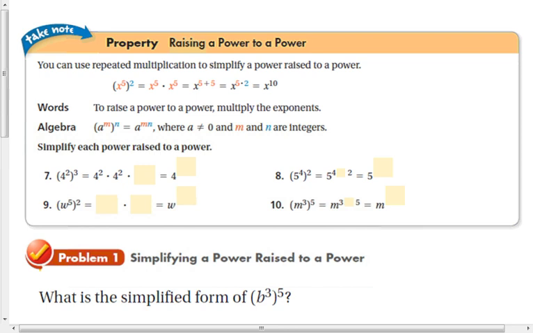All right, here are our properties. You can use repeated multiplication to simplify a power raised to a power. This first example just shows the reasoning behind what we're doing here. Basically, if you raise a power to a power, like we're doing here, you multiply those powers. All right, so go ahead and do 7, 8, 9, and 10, and you can check back and see if you did them right.